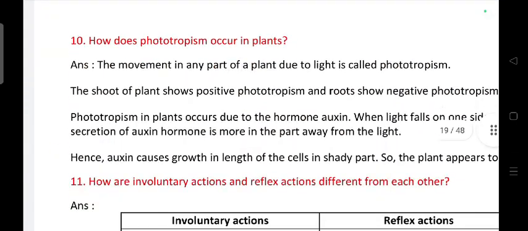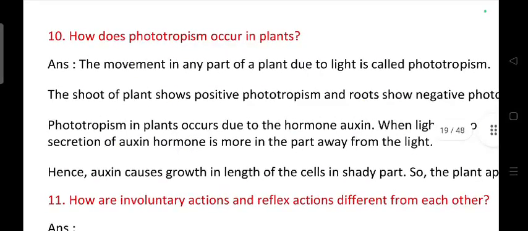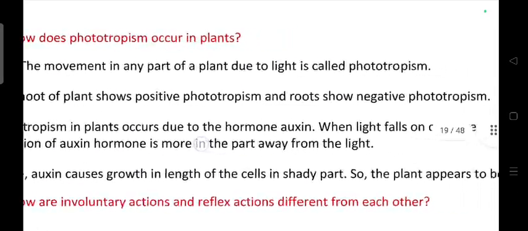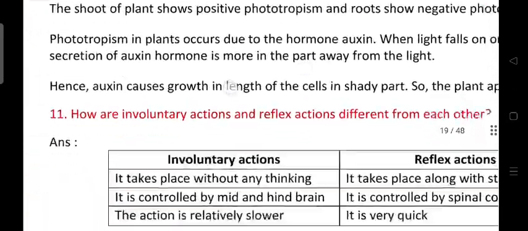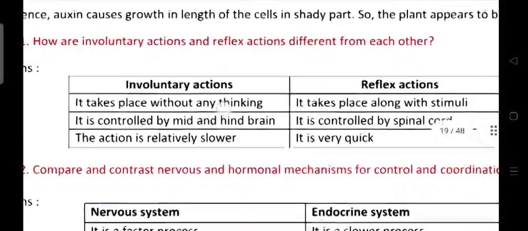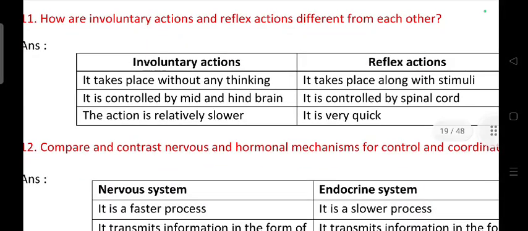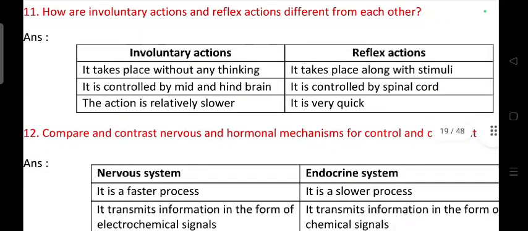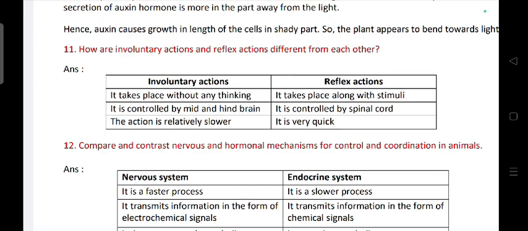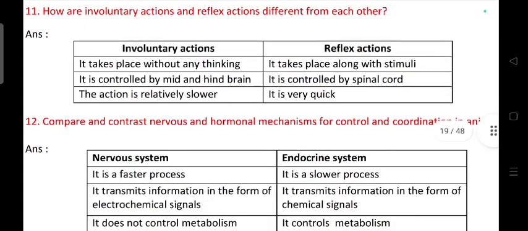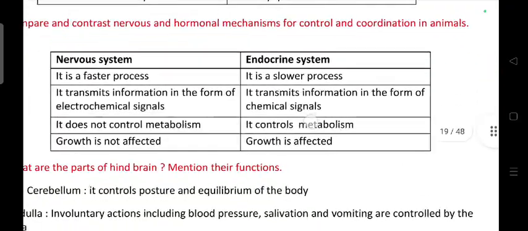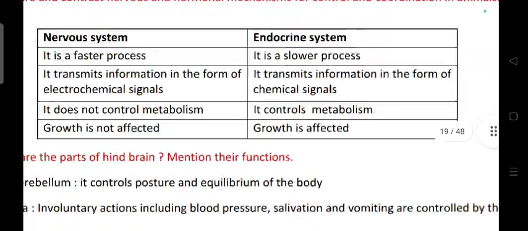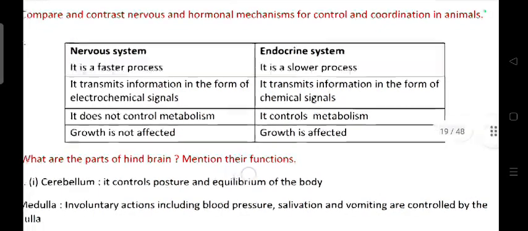Next one, how does the phototropism occur in plant? So this is the answer. Next, how are voluntary actions and reflex action different from each other? Then next, question number 12, compare and contrast nervous and hormonal mechanism for control and coordination in animals. So this is the nervous system and endocrine system. Answers means difference you have to write.